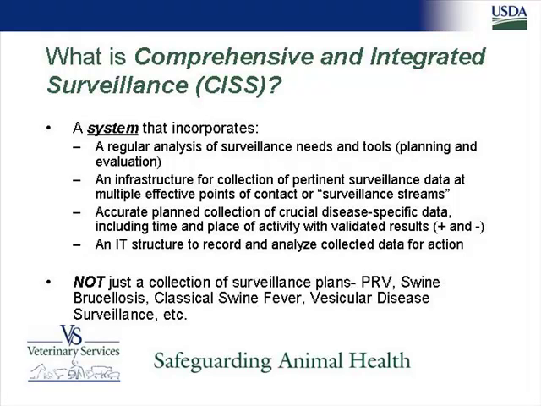And so the idea of what is, and we'll call it CISS from now on out, is that it's a system that incorporates regular analysis of surveillance needs and tools. So something similar to what we just discussed on how to prioritize the diseases. And then it includes that infrastructure for collection of pertinent surveillance data at multiple effective points, or our surveillance streams. And as we mentioned, that could be slaughter, it could be diagnostic labs, it could be the sentinel networks, it could be first points in concentration. We know about the dangers of swine exhibitions and contact between pigs and people there.